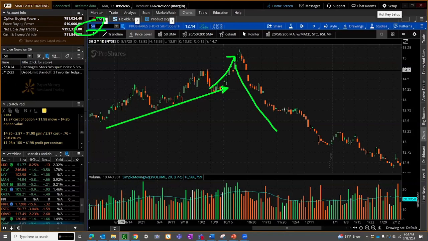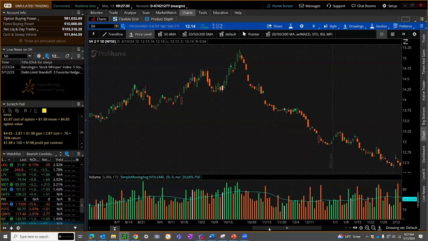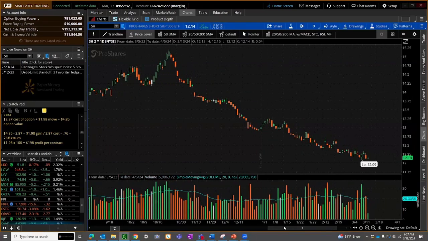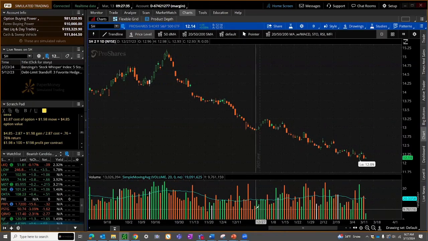And when it does, then these guys go down. And so there's a whole slew of these inverse ETFs out there that tend to be more for the shorter term, for hedging opportunities like that.